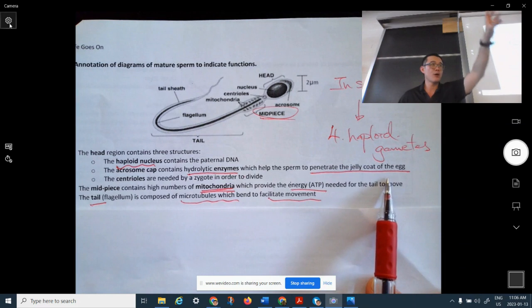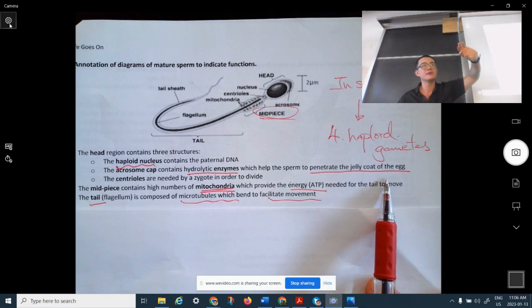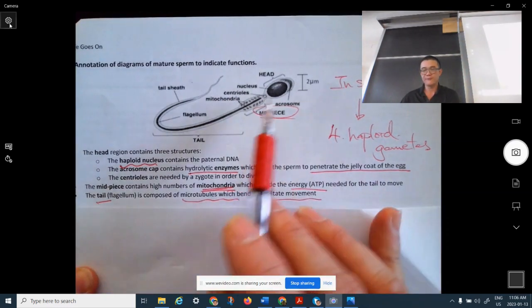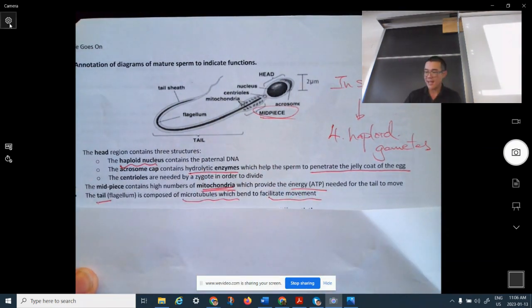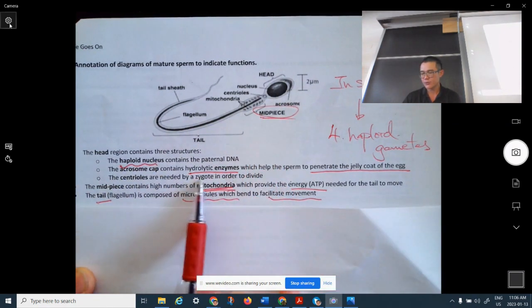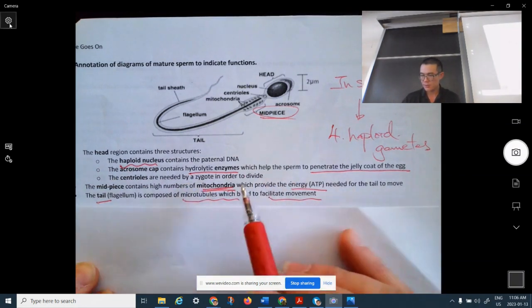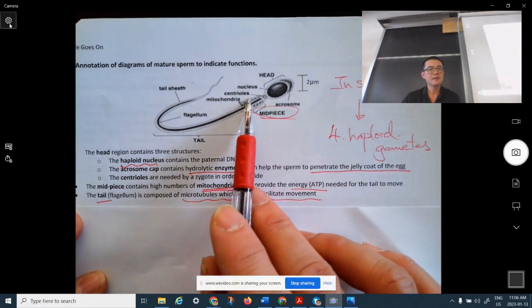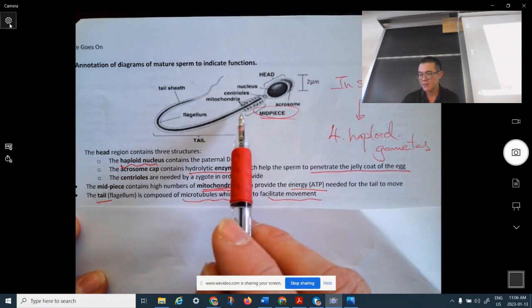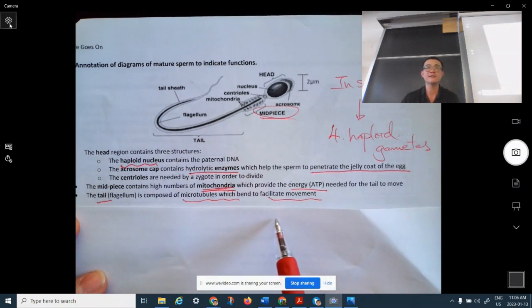You're going to learn about the structure of the ovum, the egg. There are a number of coatings outside of the egg, so in order for the sperm to fertilize it, it has to penetrate that. You need the acrosome enzyme. You have the centrioles needed for the zygote to divide. The mid-piece is mainly mitochondria. Keep in mind, this sperm needs to swim a relatively far distance, so you need that mitochondria to make ATP. Last but not least, the tail is just to facilitate movement, just like all flagella. Are we good?